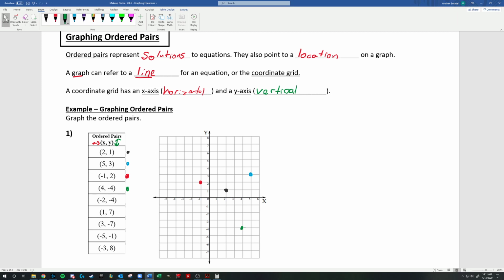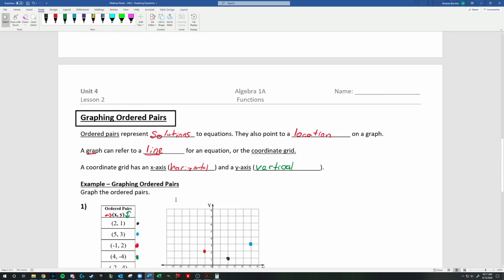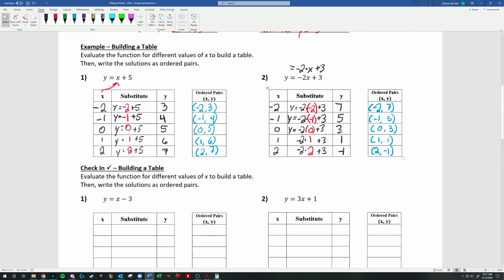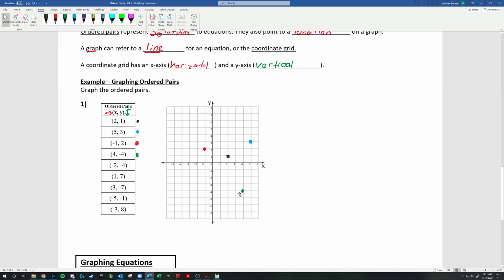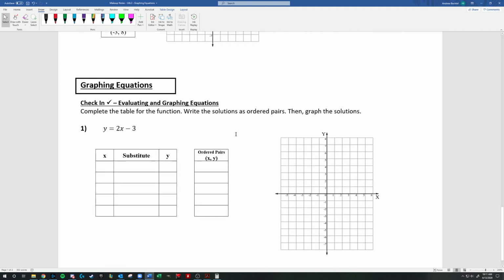For the remainder of these notes, I want you to put the rest of these points on the graph and use the skills we learned above where we completed the table and wrote those ordered pairs, along with our graphing skills here to graph this equation. You're going to start by completing the table. I'll go ahead and tell you which x values to use. You're going to use -2, -1, 0, 1, and 2.